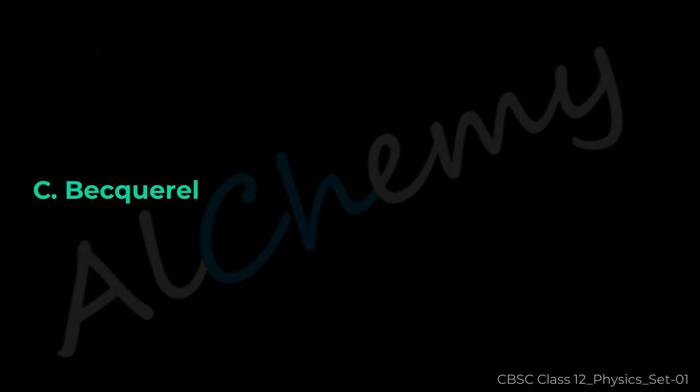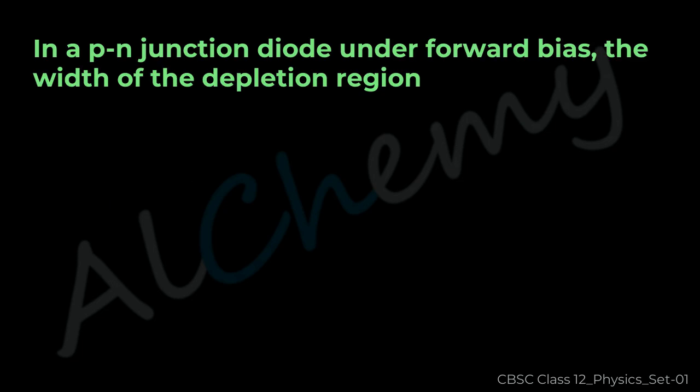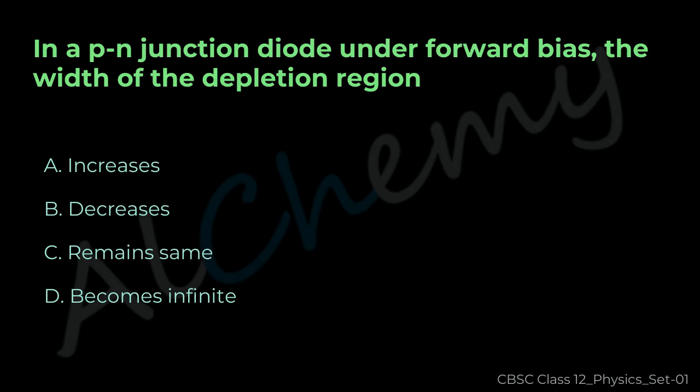The correct answer is C. Becquerel. Question 36. In a PN junction diode under forward bias, the width of the depletion region A. Increases, B. Decreases, C. Remains same, D. Becomes infinite.